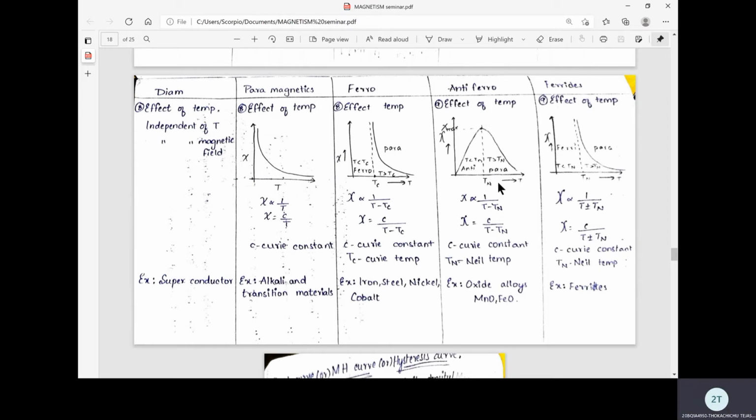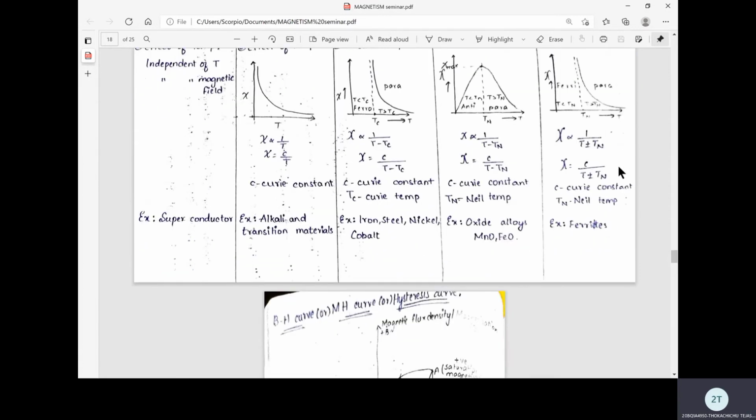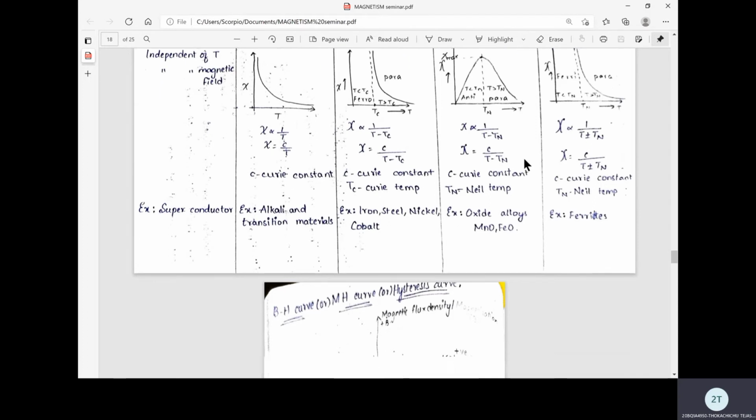And for antiferromagnets, before this TN, that is the Néel temperature, it acts as an antiferromagnet itself, but when the temperature is further increased beyond the Néel temperature, it becomes paramagnetic. While for ferrites, that is nothing but ferrimagnetic substances, before the TN, the Néel temperature, they retain their properties, but after further application of temperature greater than TN, they become paramagnets. And their equation can be written in this order.